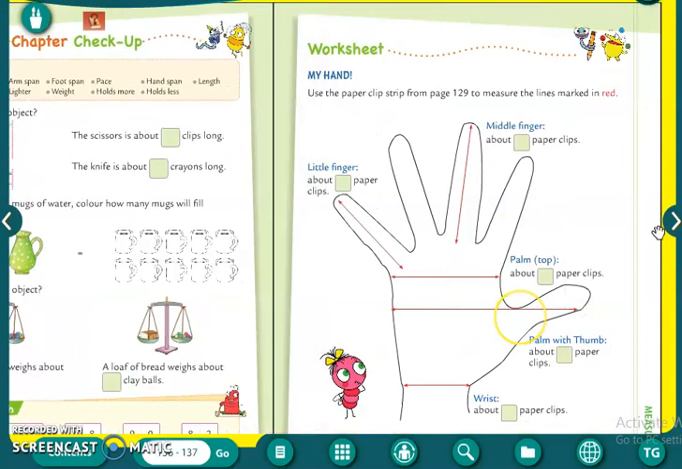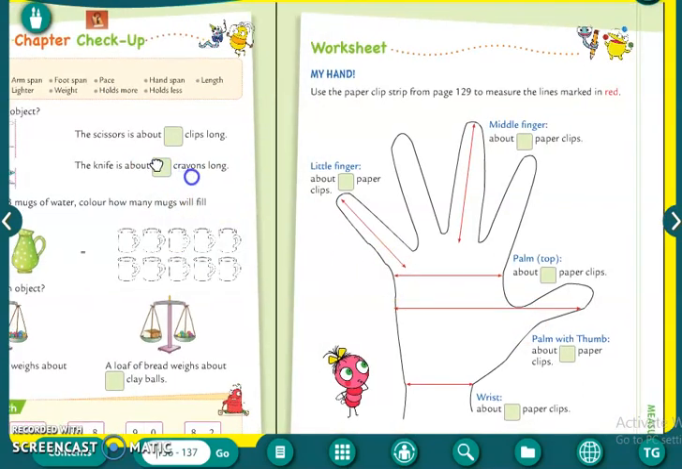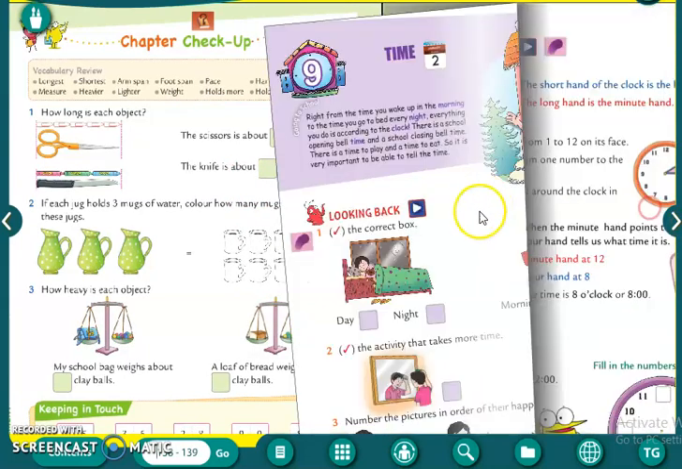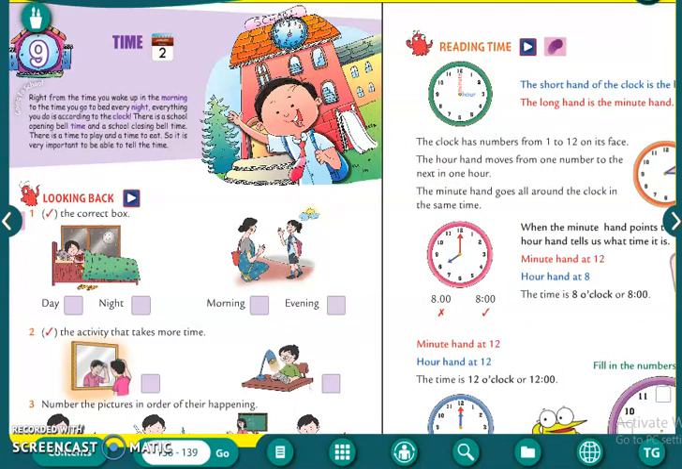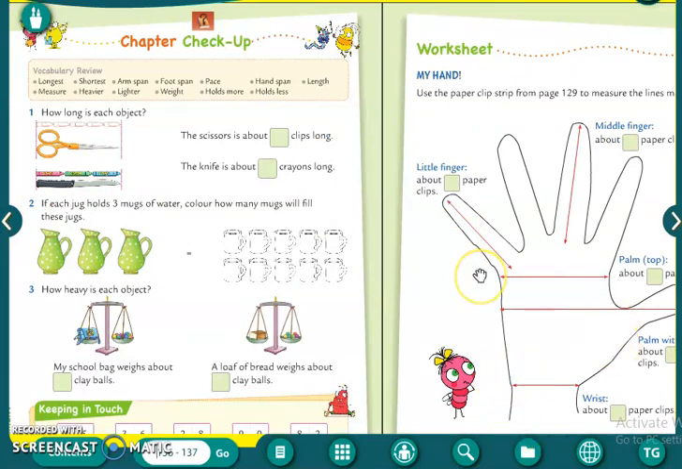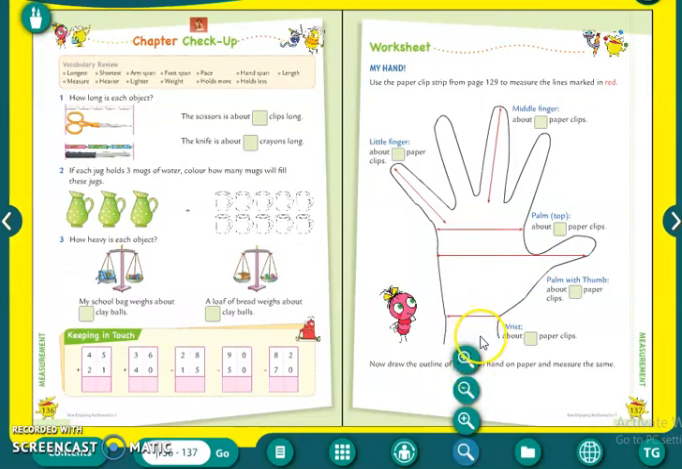You can color it. Okay, so this chapter is over. Chapter checkup you can do for homework. It is like the same exercises we have done, so you can practice this chapter checkup at home. Chapter number 9 will start afterwards. So complete this much, till here, page number 137. Chapter checkup you complete for homework. This much we will be completing today. Okay, students?